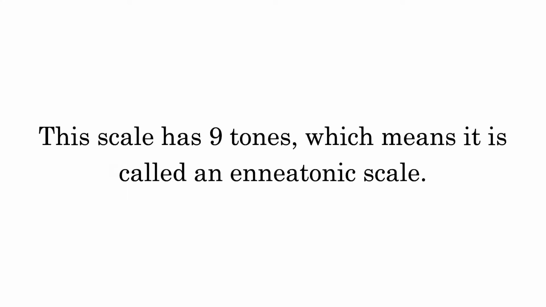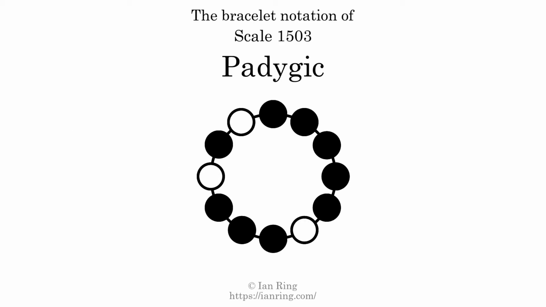This scale has 9 tones, which means it is called an enneatonic scale. This is a bracelet notation diagram of scale 1503. The shaded circles represent tones that appear in the scale, and they are read clockwise, starting at the top.